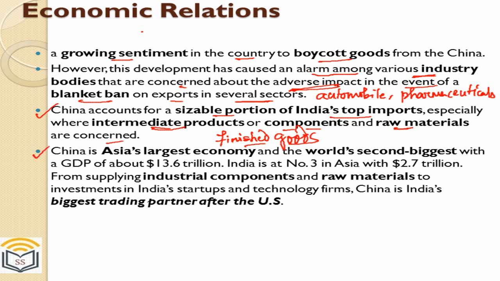Also, China is Asia's largest economy and world's second biggest in terms of GDP. That is about $13.6 trillion. But India is just at number 3 in Asia with nearly around $2.7 trillion. So from supplying the industrial components and the raw materials to investments in India's startups and technology firms, China is India's biggest trading partner, just after the US.